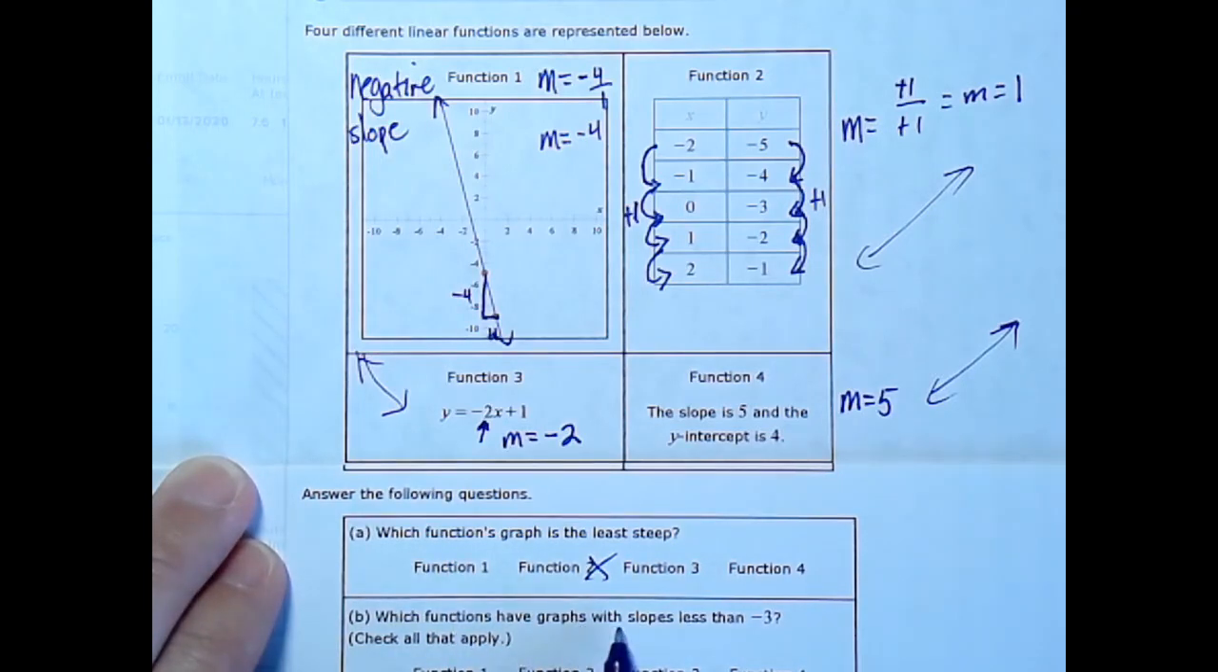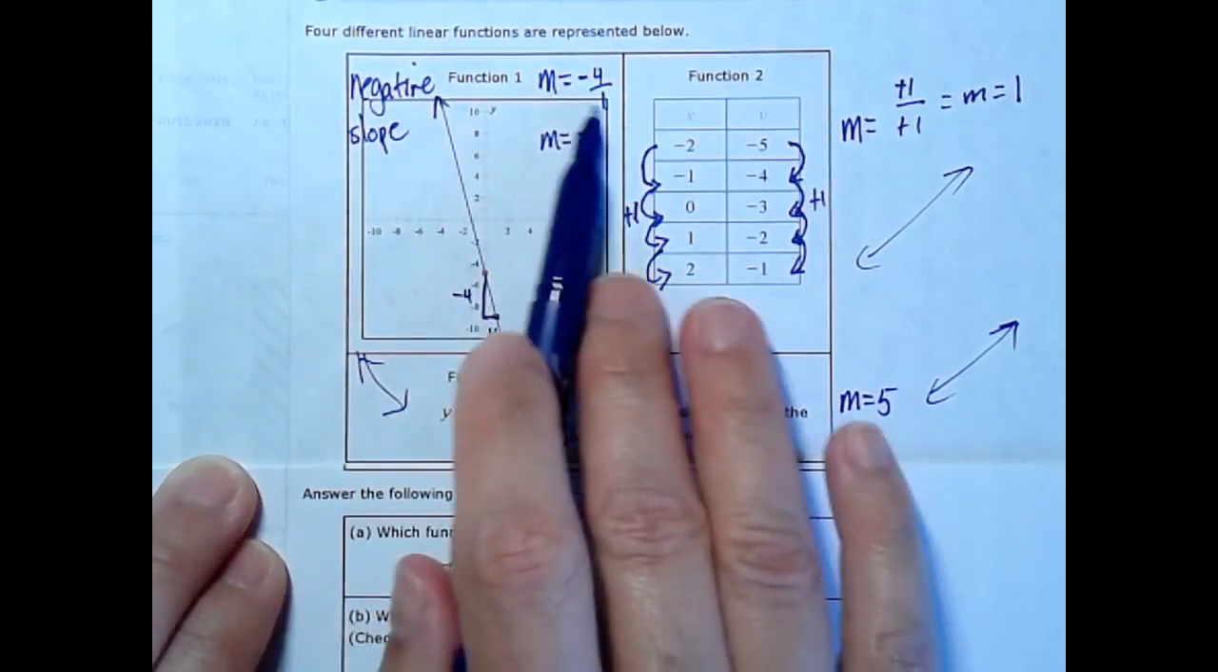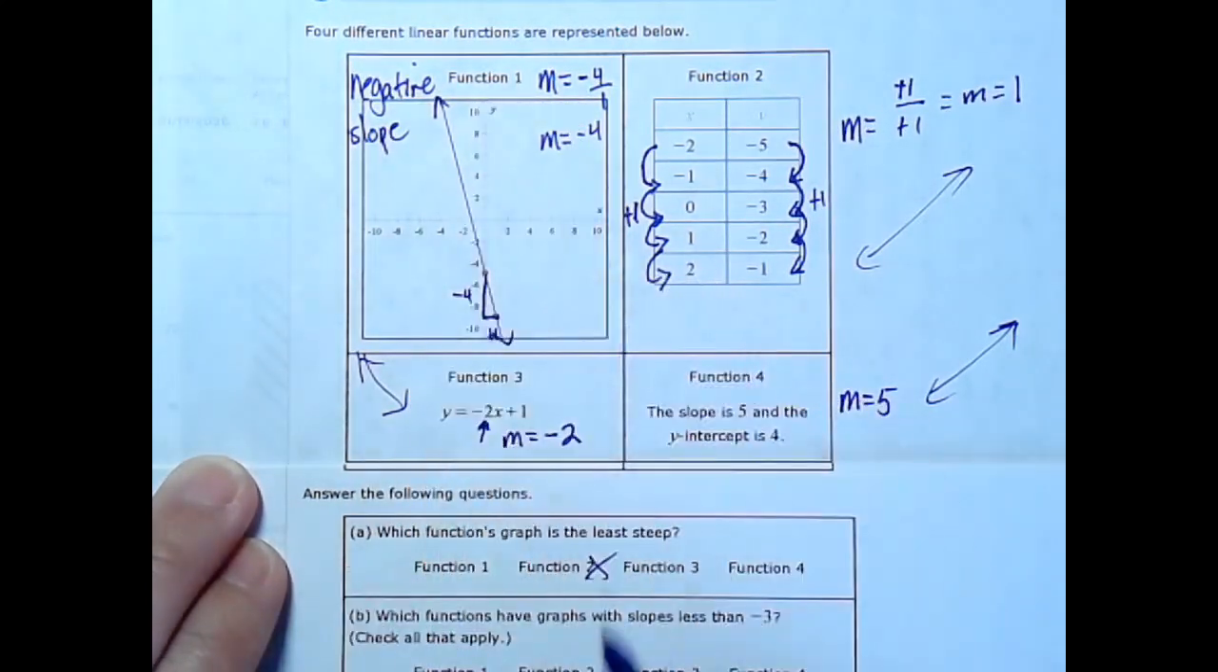Which functions have graphs with slope less than negative 3? Only one of them, because this slope is negative 4. So that is function 1. Which function has the graph with the greatest y-intercept?